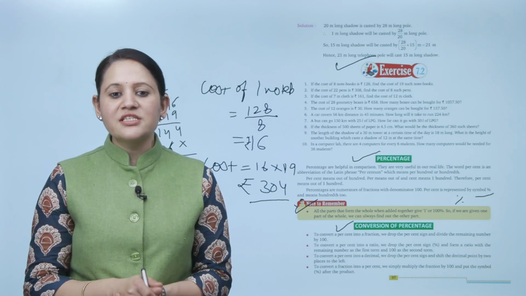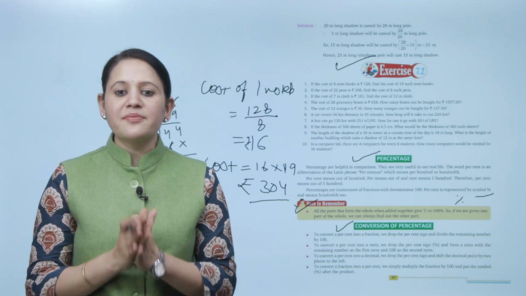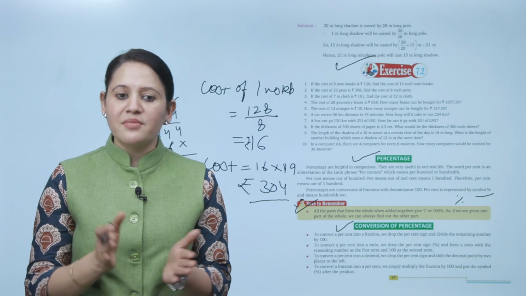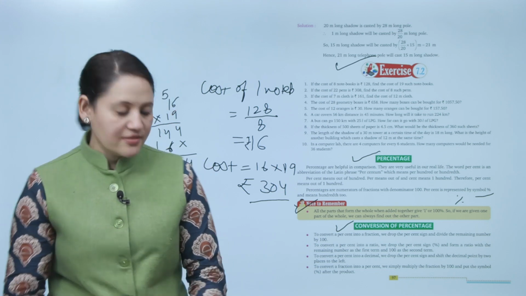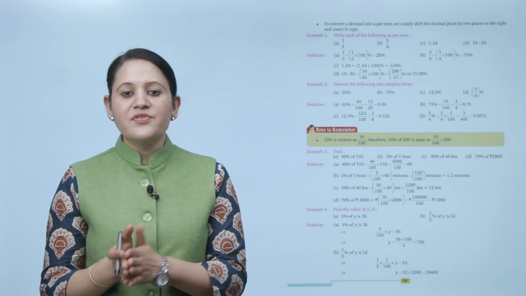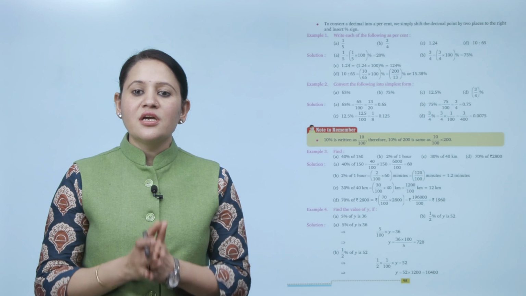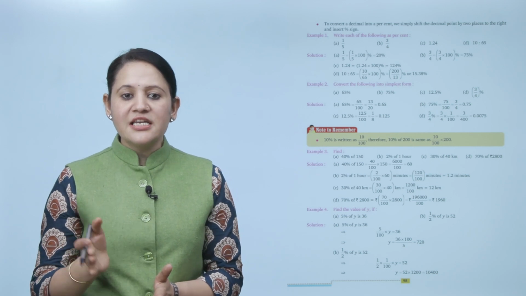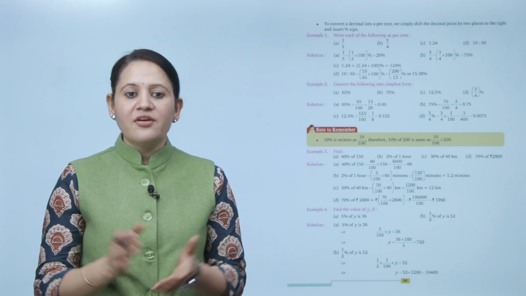To convert a fraction into percent, we simply multiply the fraction by 100 and put the symbol percent after the product. To convert the decimal into percent, we simply shift the decimal point by 2 places to the right and insert the percentage sign. Take an example.